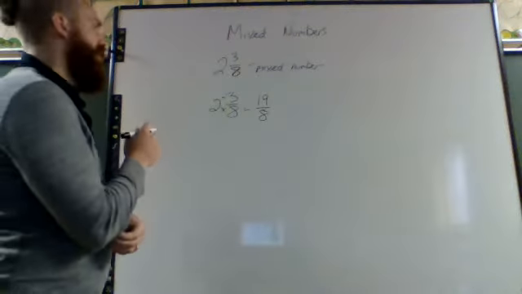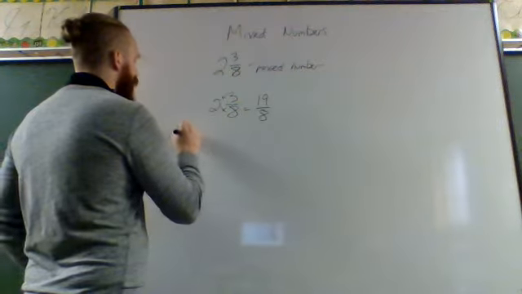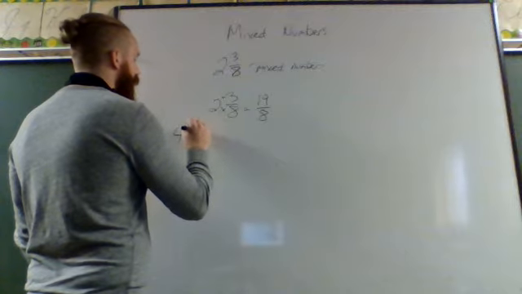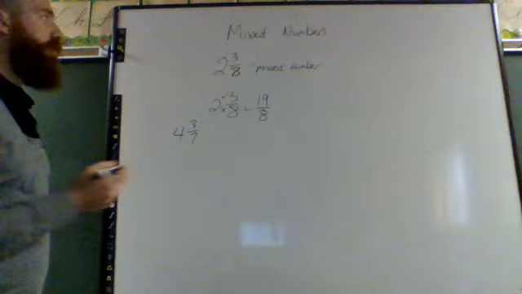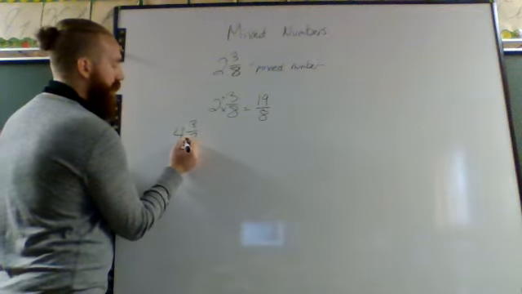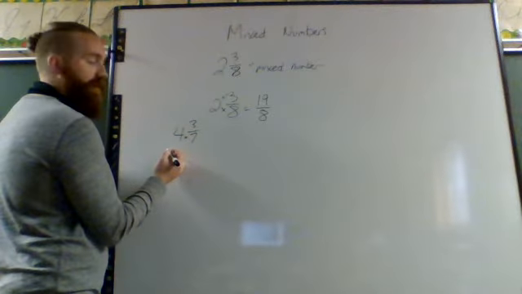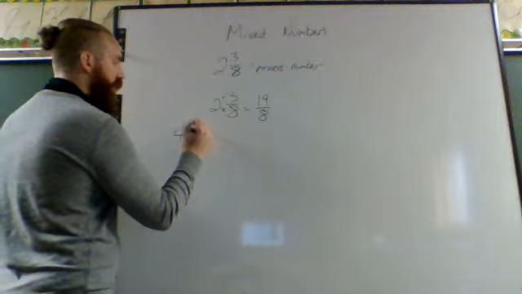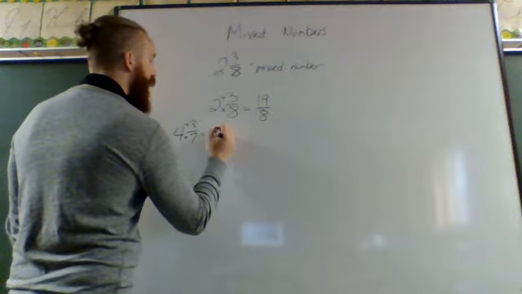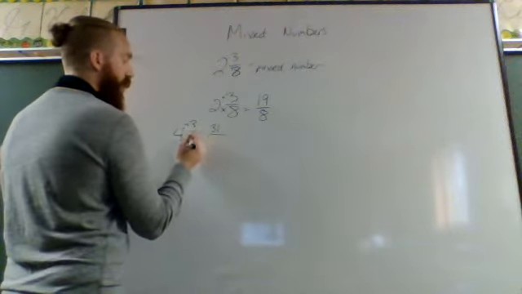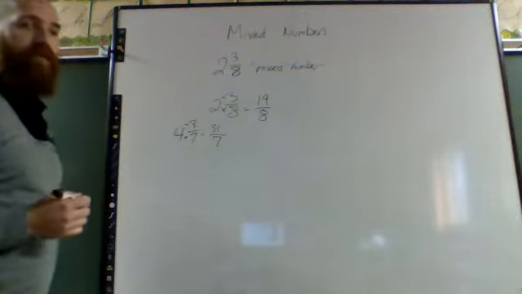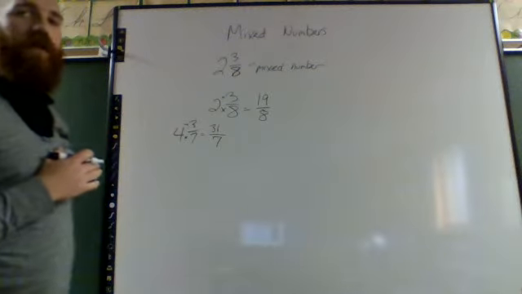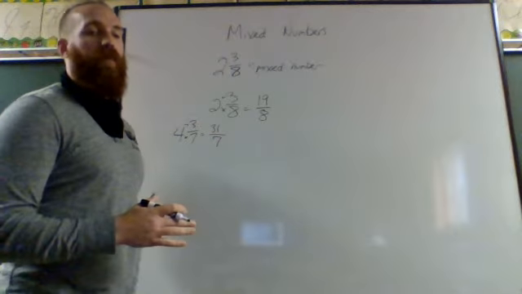Okay, let's practice several more together here. So if we have 4 3/7, okay, so we'd have to multiply 7 times 4, which would give us 28, plus our 3 gives you 31 over, your denominator always stays the same, 7. Okay, and this works no matter how big your numbers get.